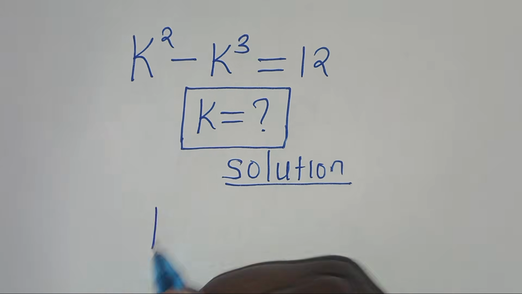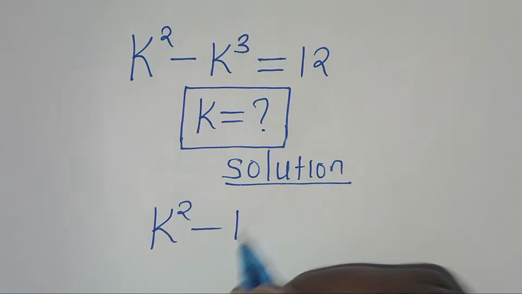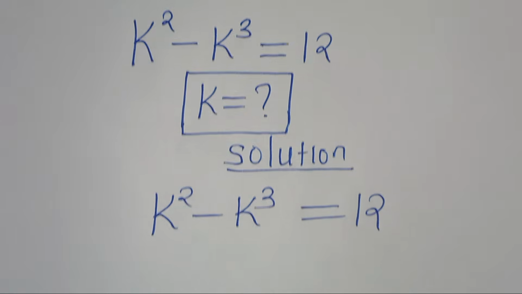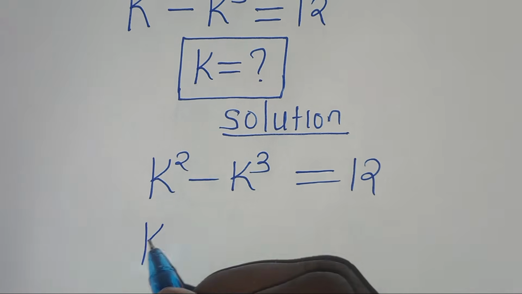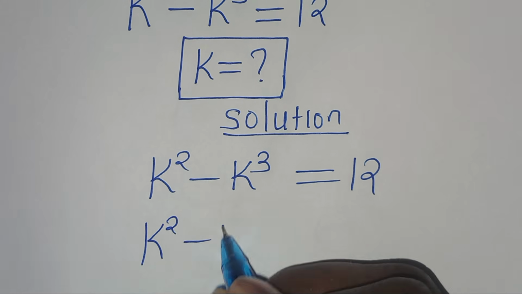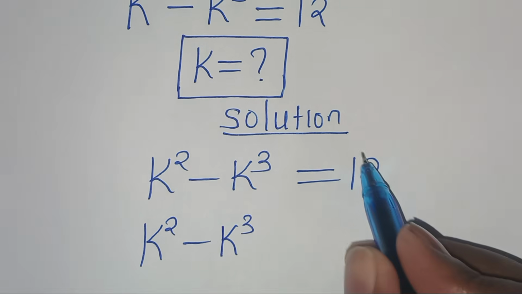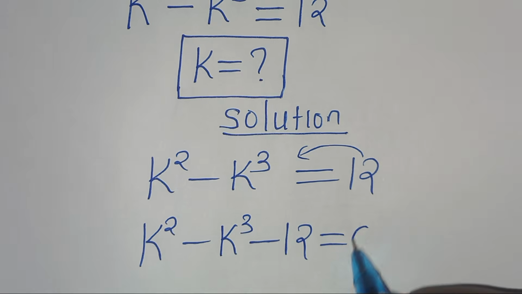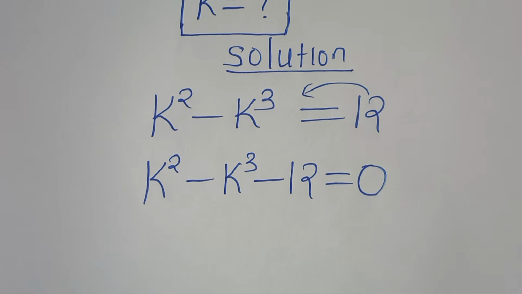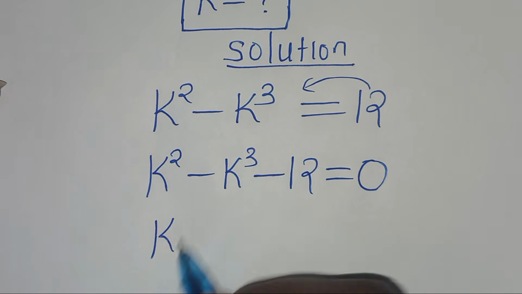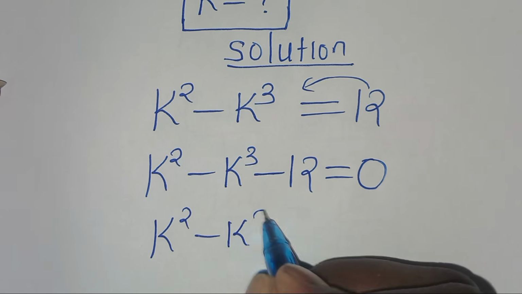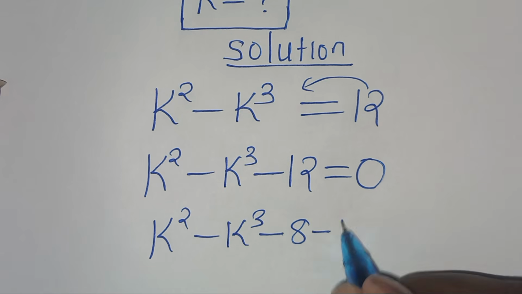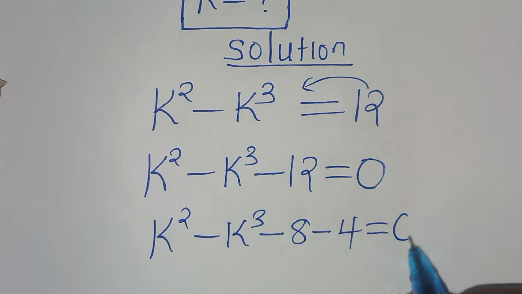So this is k to the power of 2 minus k to the power of 3, which is equal to 12. Now, k squared minus k to the power of 3, let's take 12 on the left hand side. So minus 12 is equal to 0. So this is k to the power of 2 minus k to the power of 3 minus 12, which is minus 8 minus 4, equal to 0.